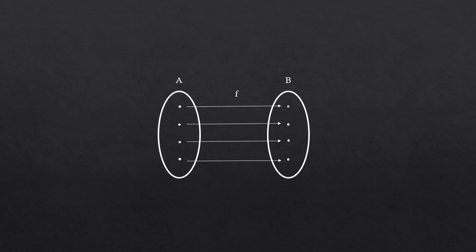Now, bijective functions are really important. If we have a bijective function between two sets, then they must have the same size. This is a handy way of telling us that two sets have the same size, even if we don't know what that is, or if they're infinitely big.